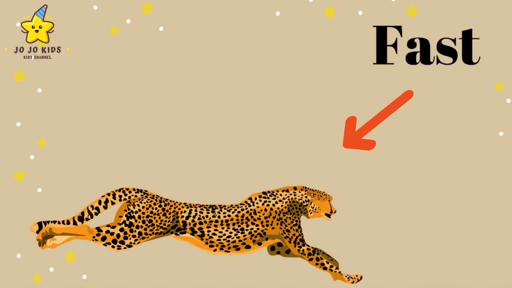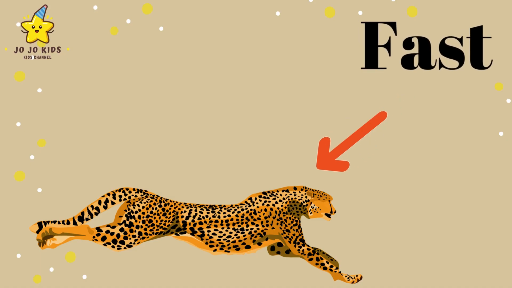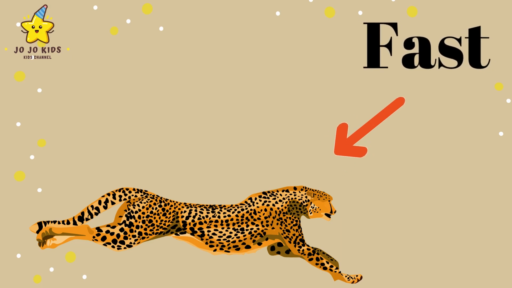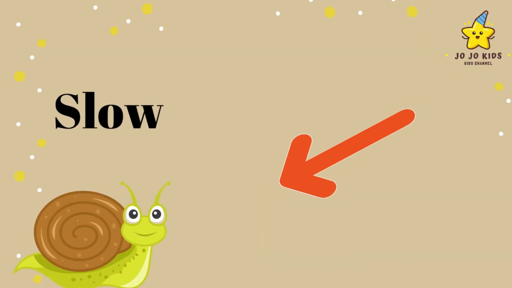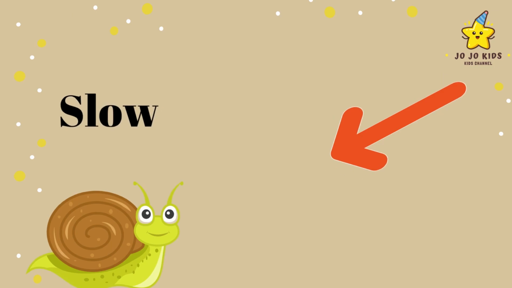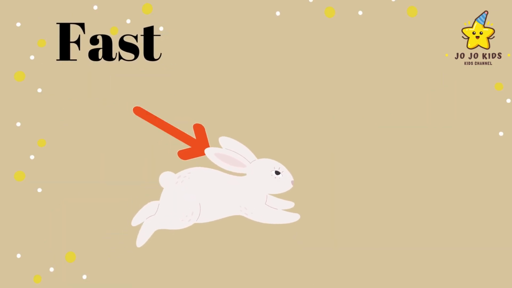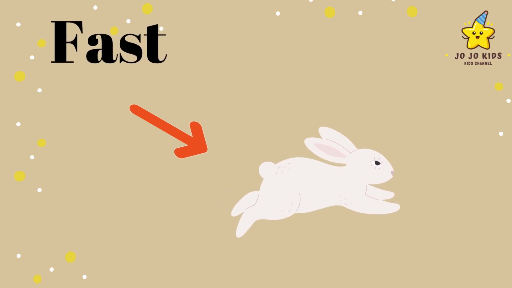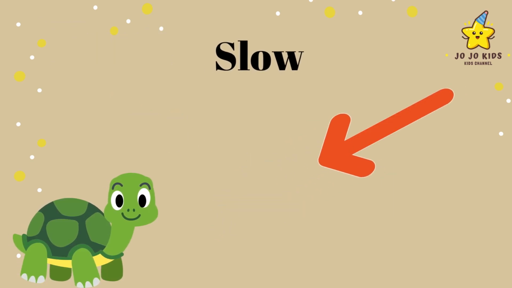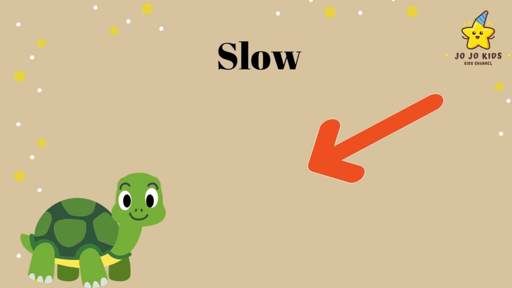The cheetah is fast. Wow, this is so fast. But the snail is slow. Fast, slow. The rabbit is so fast. The turtle is slow. Slow.